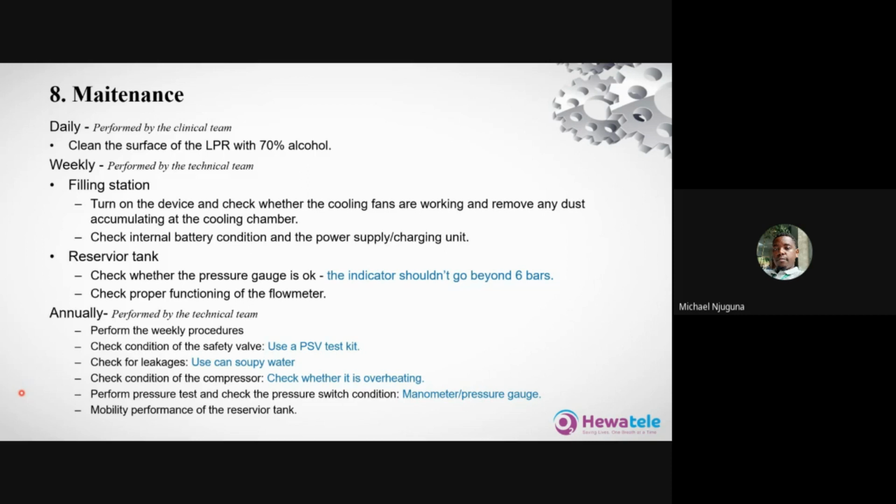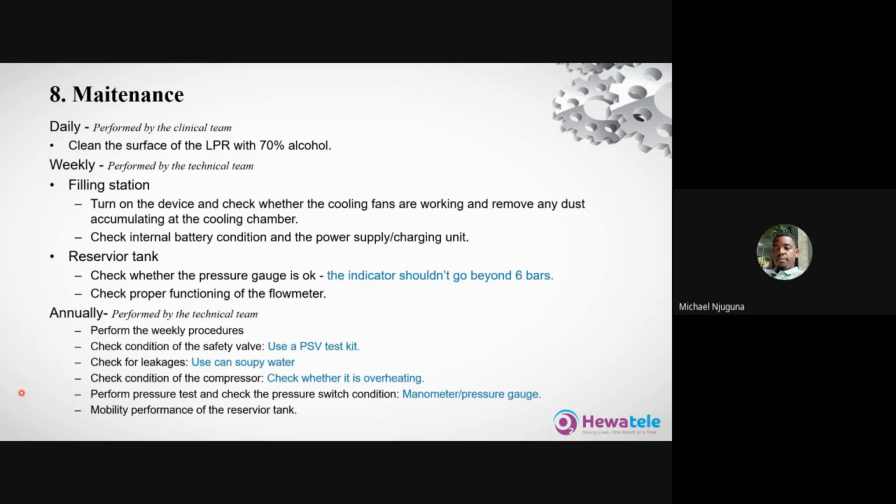Because, of course, it was put aside for another filling event. But in the event that you have an LPR system that is used as a primary source, where the filling station turns on and off intermittently based on the pressures inside the reservoir triggered by the pressure switch.